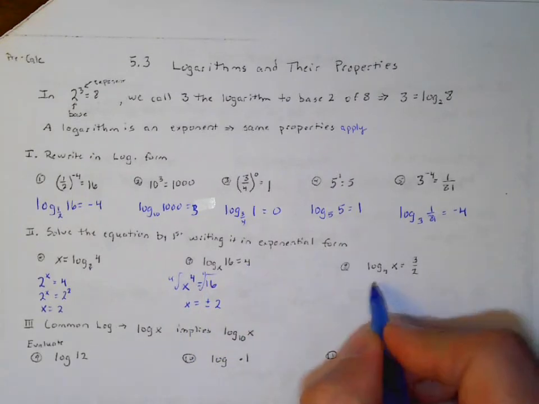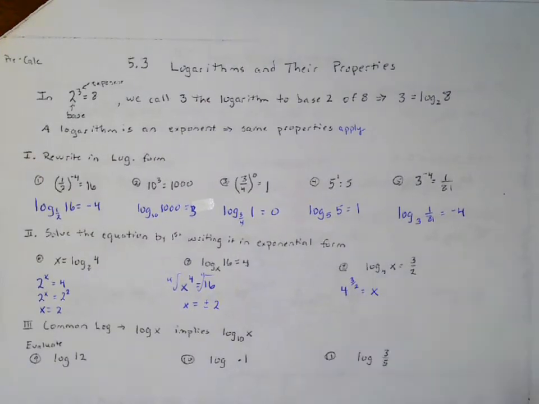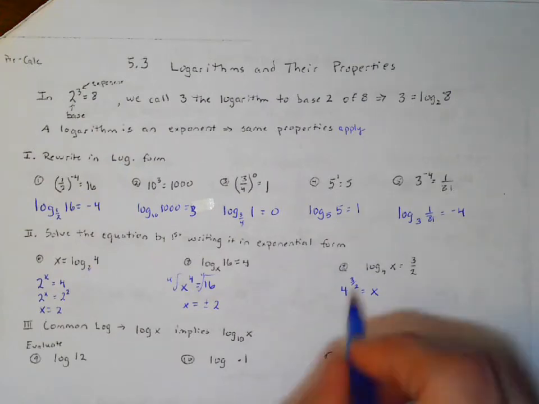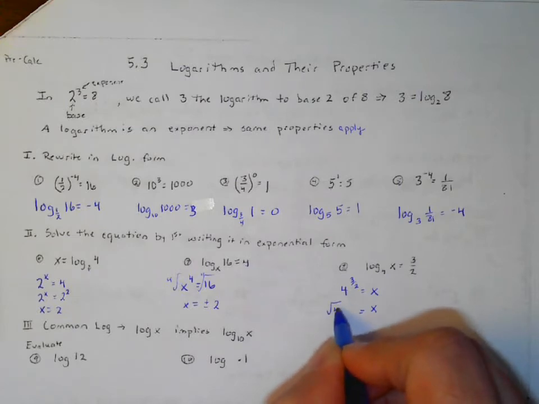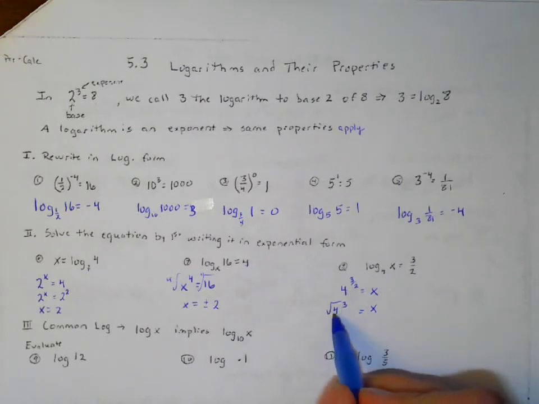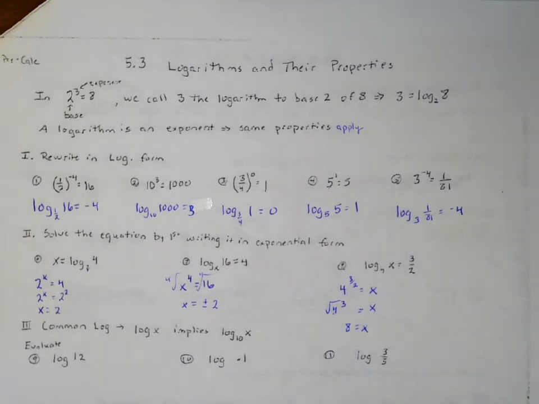And then here we have our base raised to the outside part is equal to the inside part. Okay, so then when you work that out, if you remember, 1/2 power is the same as the square root. So it would be 2, and then 2 to the 3rd power is 8. Okay.